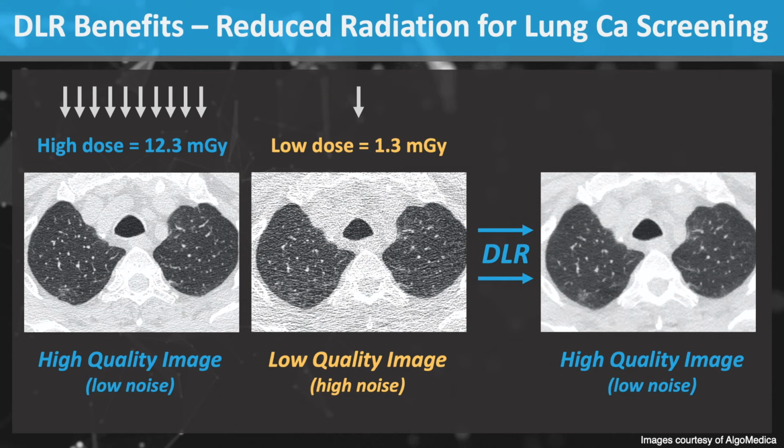Do you see any abnormality in the image? I can see this ground glass opacity on the high-quality image from DLR, but can't see it on the low-quality image. This is Waldo. We don't want to miss Waldo, and don't have to with DLR.